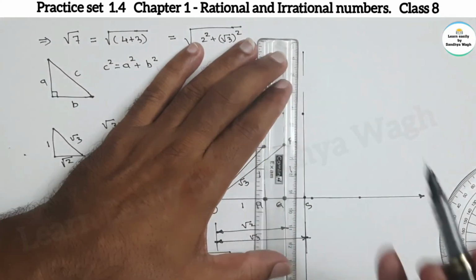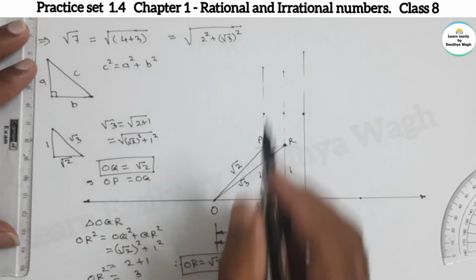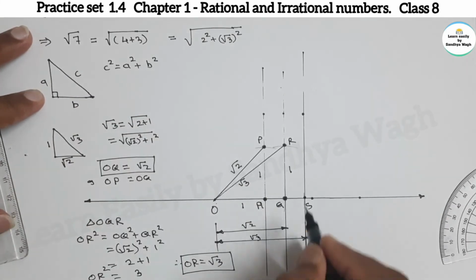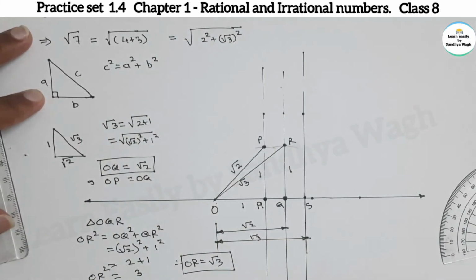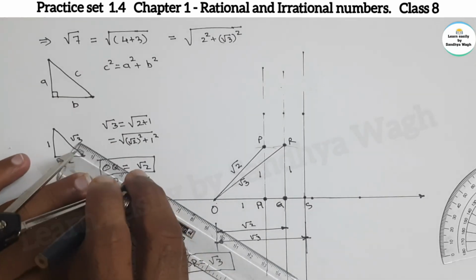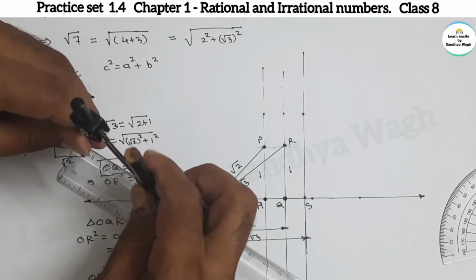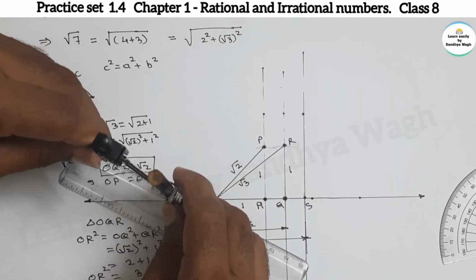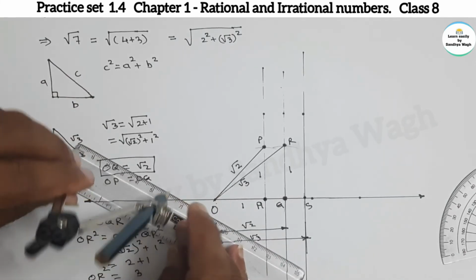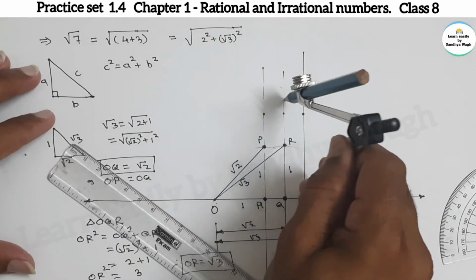Let this be the perpendicular line. Now on one side we have root 3, this is one side of this right angle triangle. Another side we need is 2 units. So mark 2 units. We have taken 3 cm as 1 unit, so we need 6 cm for the 2 units. So we will take 6 cm. This is a 6 cm length, meaning 2 units. So mark these 2 units from this S point.